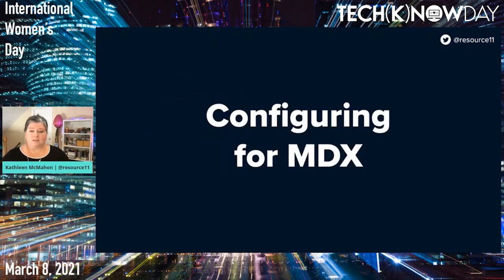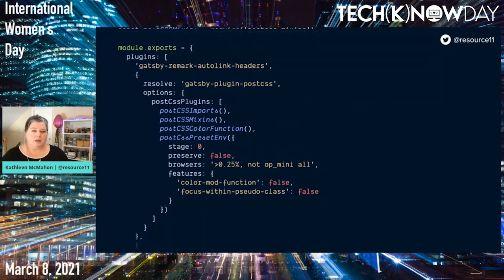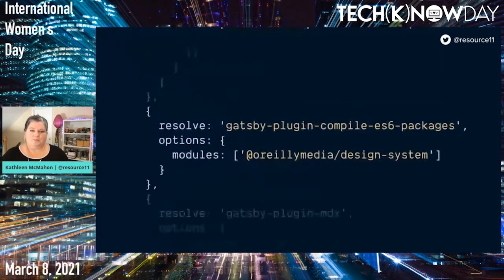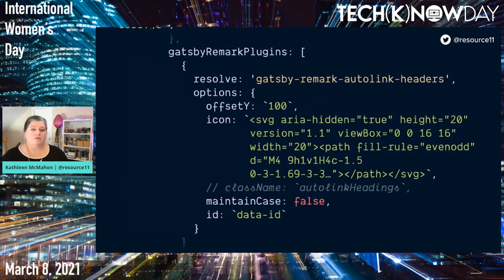The default setup for Gatsby is great. However, we needed to make some adjustments so Gatsby worked for our needs. In the Gatsby config file, we added the Gatsby plugin post CSS to support post CSS files. We also added Gatsby plugin compile ES6 packages to support our design system package, Gatsby plugin MDX, so the site would recognize MDX files, Gatsby remark auto link headers to generate auto links for page headers. This would be better for screen reader and keyboard support.